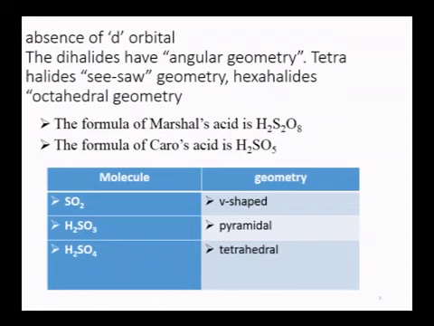The dihalides have angular geometry, tetrahalides have seesaw geometry, hexahalides have octahedral geometry. The formula of Marshall's acid is H2S2O8. It is also called peroxydisulfuric acid. The formula of Caro's acid is H2SO5, which is peroxymonosulfuric acid. Regarding molecular geometry, SO2 is V-shaped, called angular, H2SO3 pyramidal shape, H2SO4 tetrahedral shape.